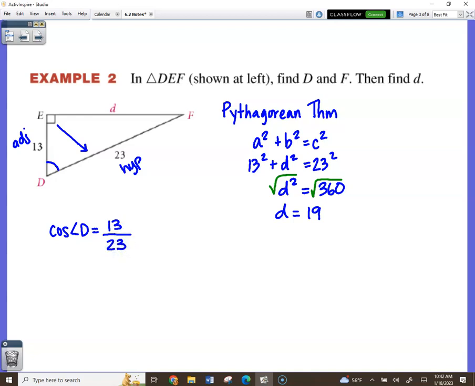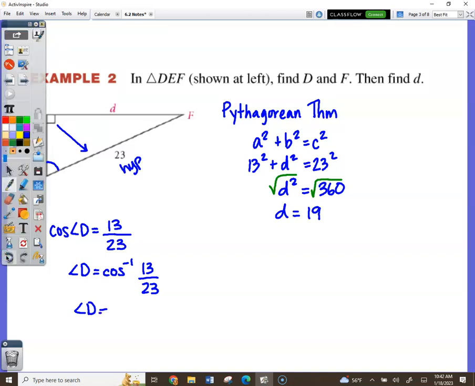Remember where your variable is. It's the angle, which means the cosine goes to the other side by its inverse. And I went to the nearest tenth. Did you get 55.6 degrees?